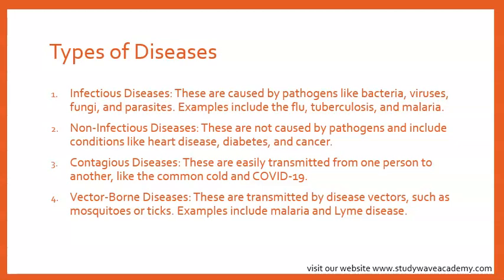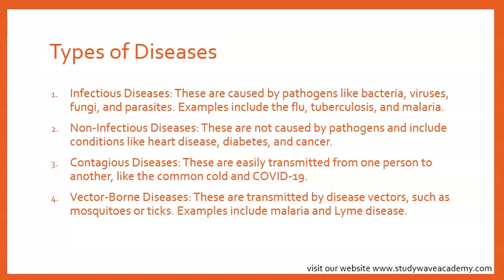Contagious diseases. These are easily transmitted from one person to another, like the common cold and COVID-19. Contagious diseases are very easy to catch from one person who is already sick, okay? The germs spread quickly. Examples are common cold, COVID-19, chickenpox. They are easy to catch. These diseases can spread easily, super fast, from one person to another. Okay?